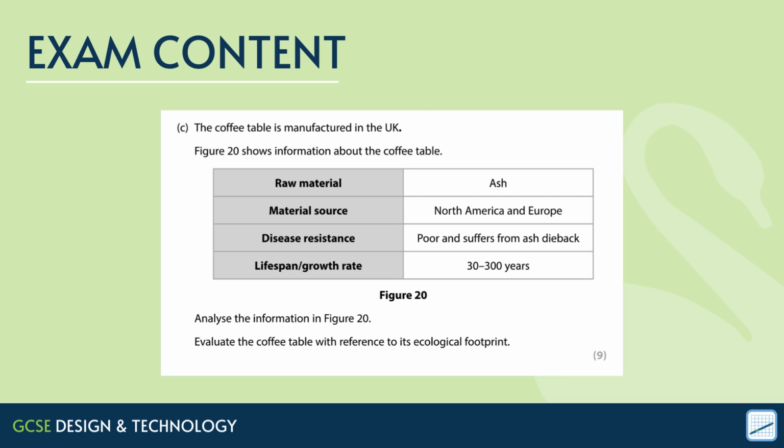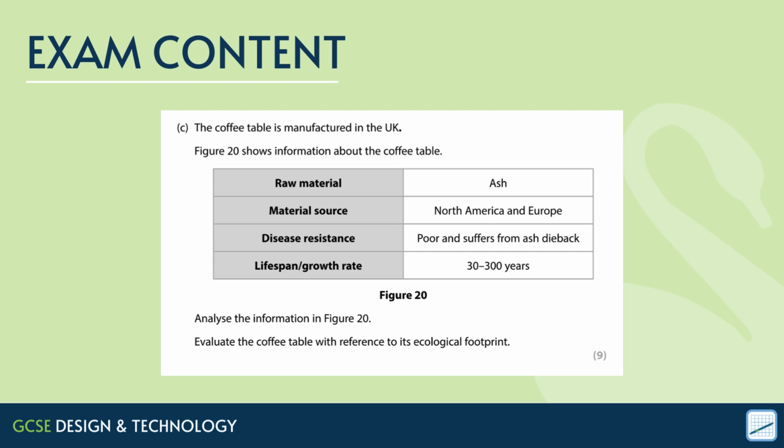Here is a coffee table that's going to be made from ash, which is a wood. It's from North America. It suffers dieback. In other words, it dies obviously quite a lot. Its lifespan goes from 30 to 300 years. And it says evaluate the coffee table with reference to its ecological footprint. Are you someone that's interested in that sort of question and want to find out the answers?